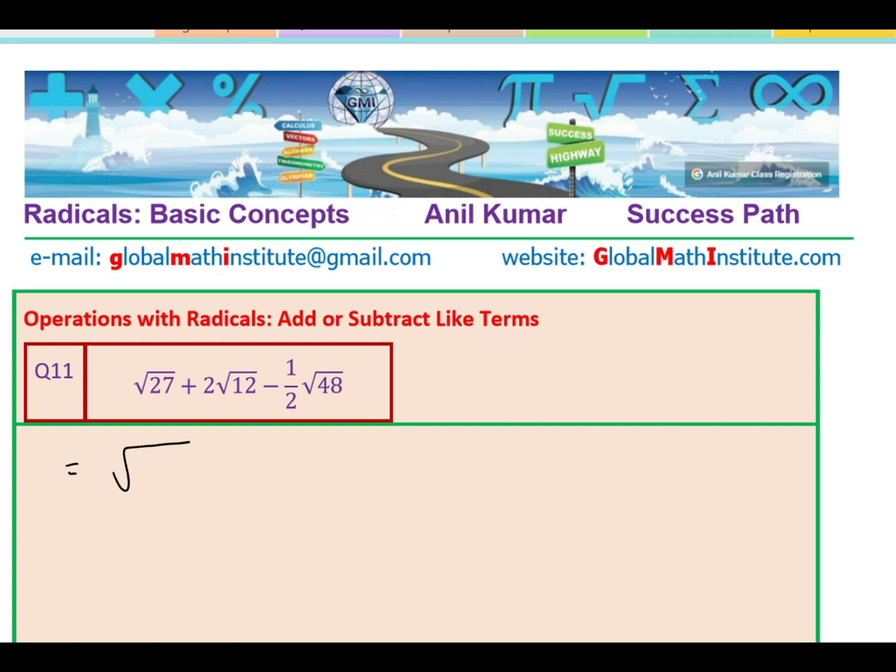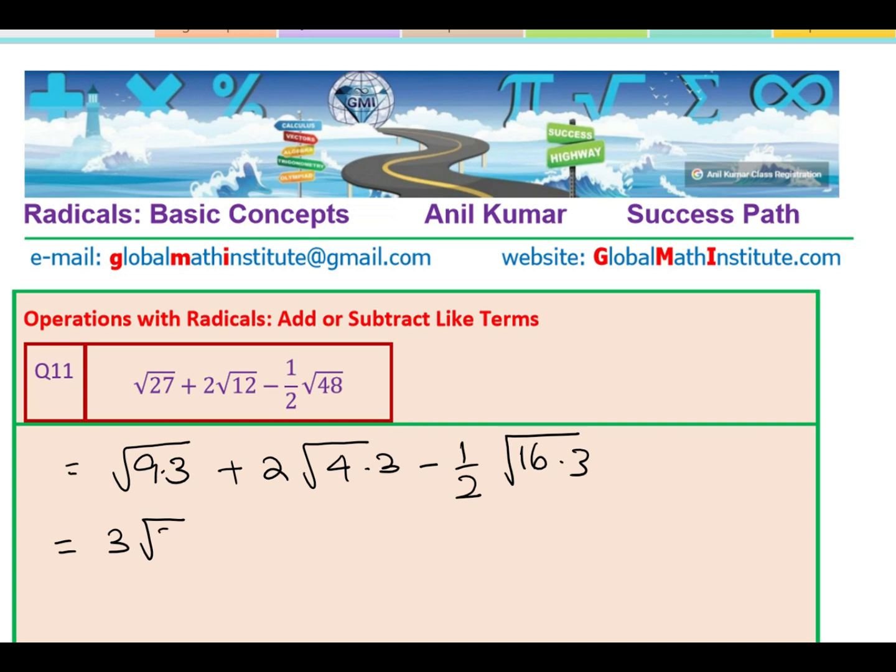So let me just do 9 times 3 for square root 27. And for 12, I should write 4 times 3 minus half. And 48 is 16 times 3. You got it, right? So we have this as 3 square root 3 plus 2 times 2 square root 3 minus half times 4 square root 3.